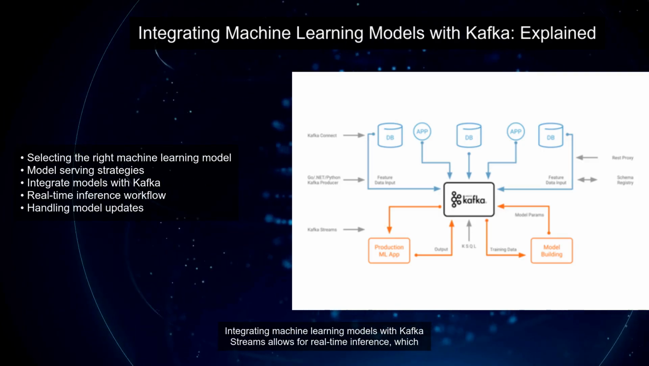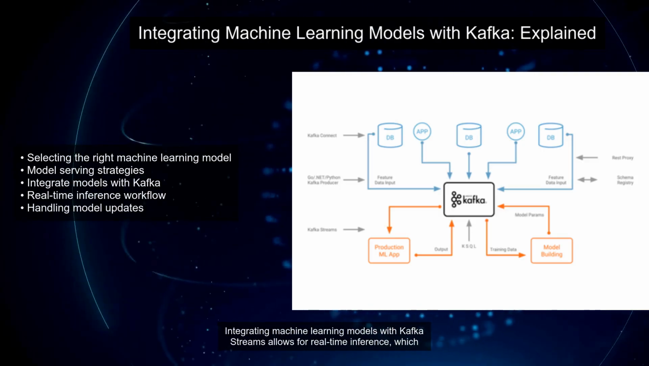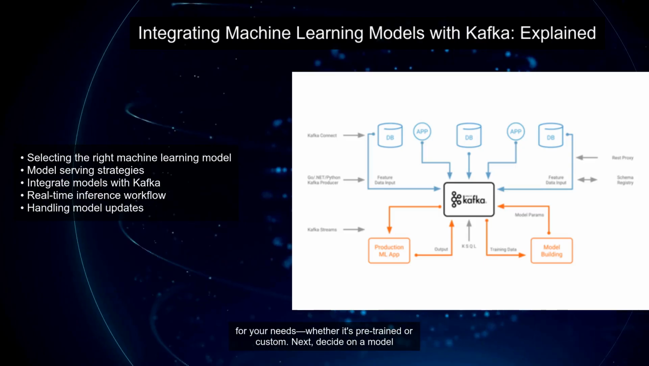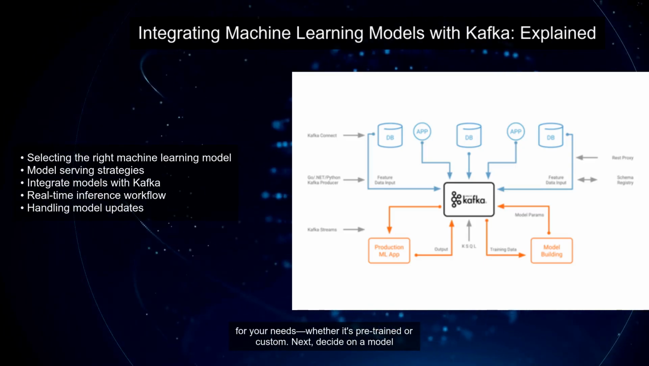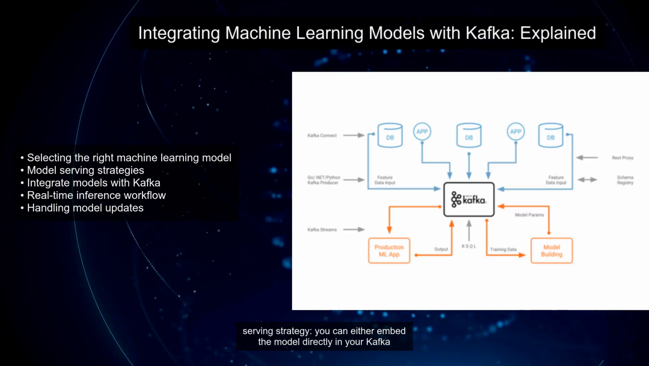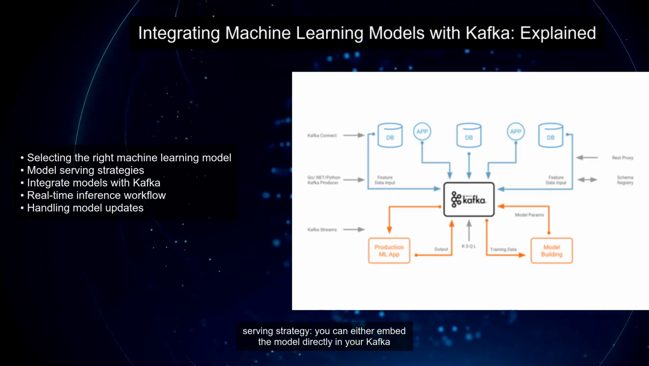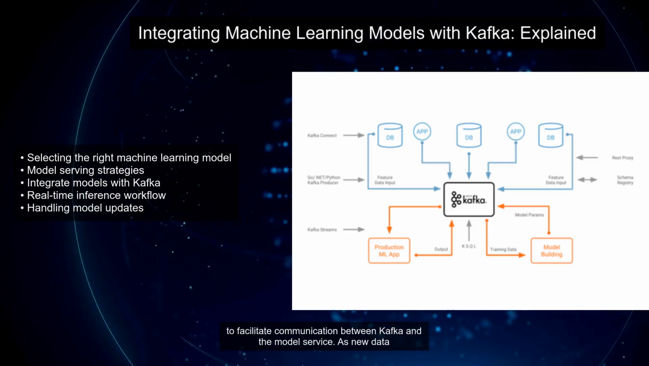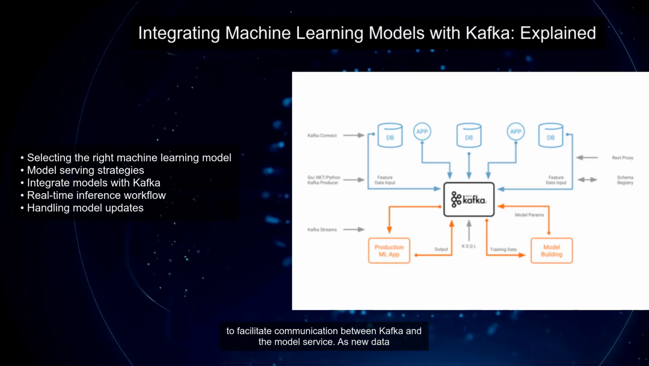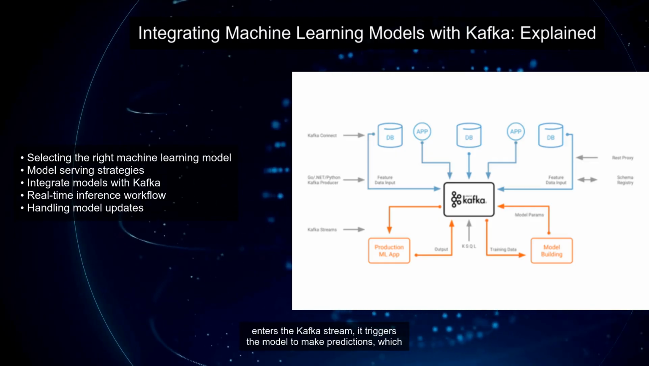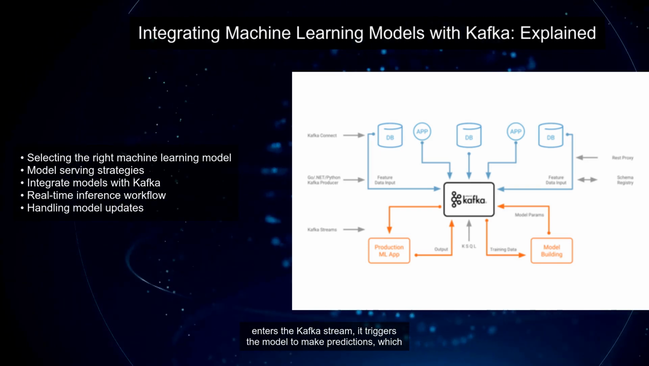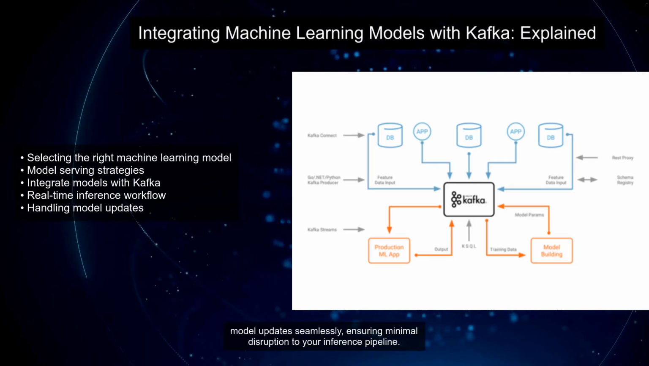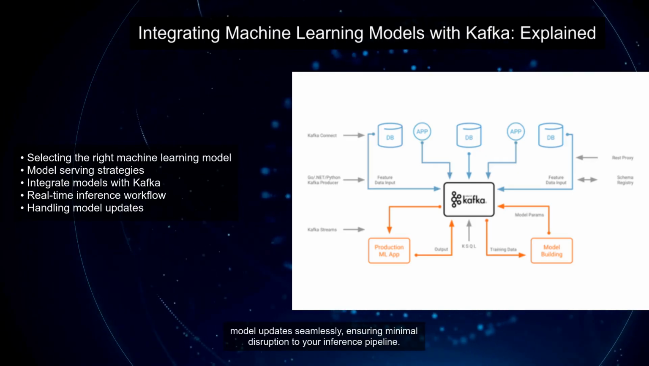Integrating machine learning models with Kafka Streams allows for real-time inference, which is essential for responsive and intelligent systems. First, choose the appropriate model for your needs, whether it's pre-trained or custom. Next, decide on a model serving strategy. You can either embed the model directly in your Kafka Streams application or serve it as a separate microservice. Use REST APIs to facilitate communication between Kafka and the model service. As new data enters the Kafka stream, it triggers the model to make predictions, which are then outputted to a results topic. It's also important to manage model updates seamlessly, ensuring minimal disruption to your inference pipeline.